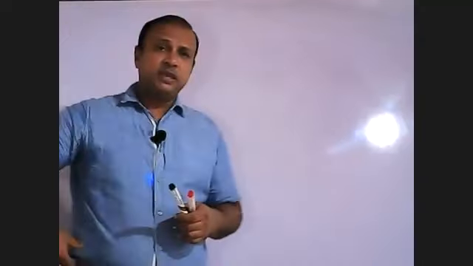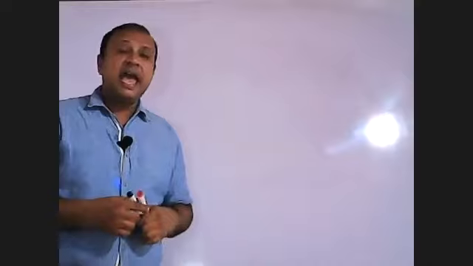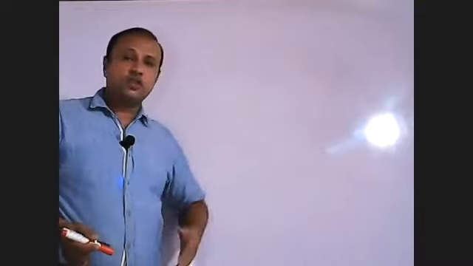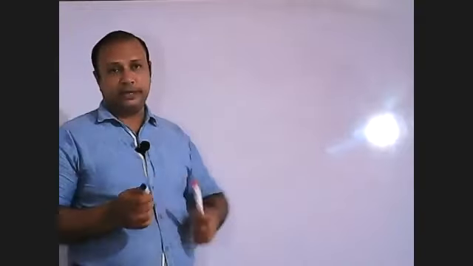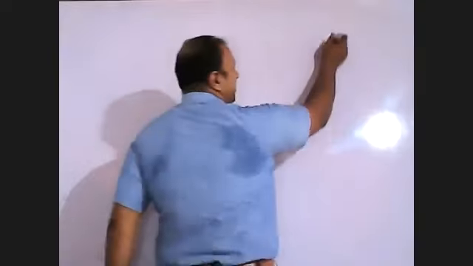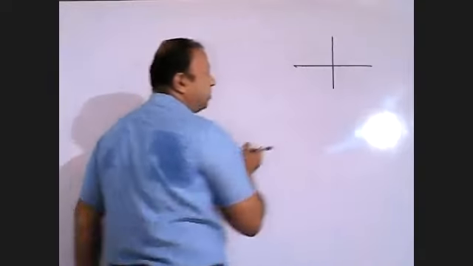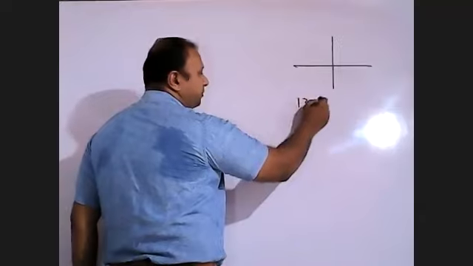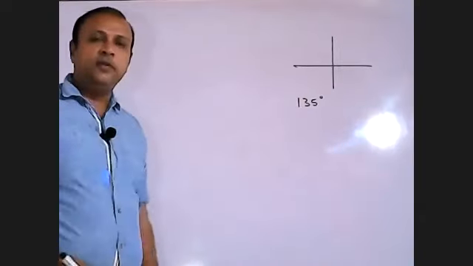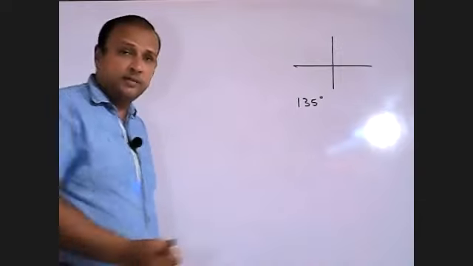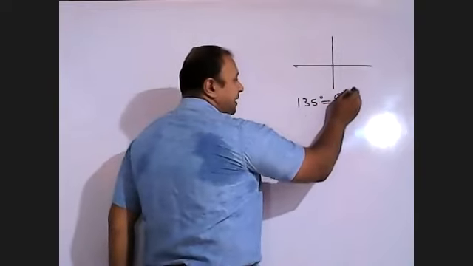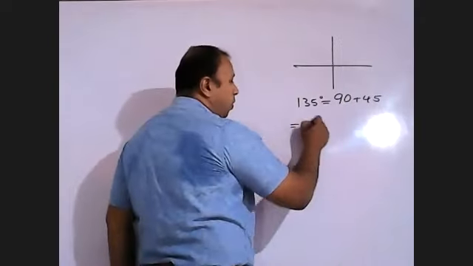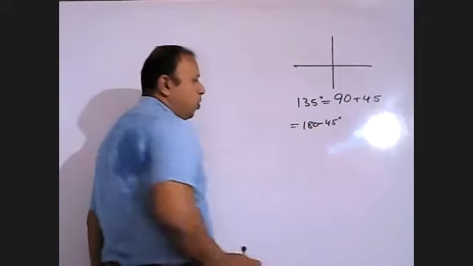We have represented angles using integral multiplications of 90 plus or minus an acute angle. It is something like this. Suppose you have to represent 135. You can represent it as 90 plus 45, or 180 minus 45.